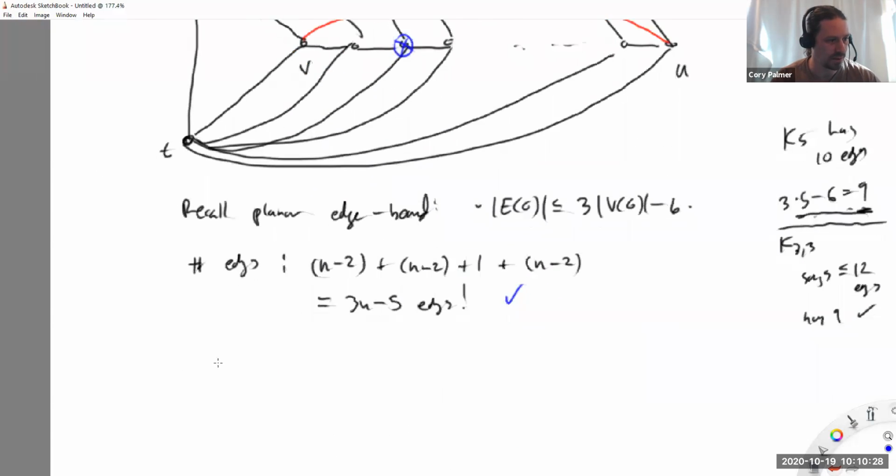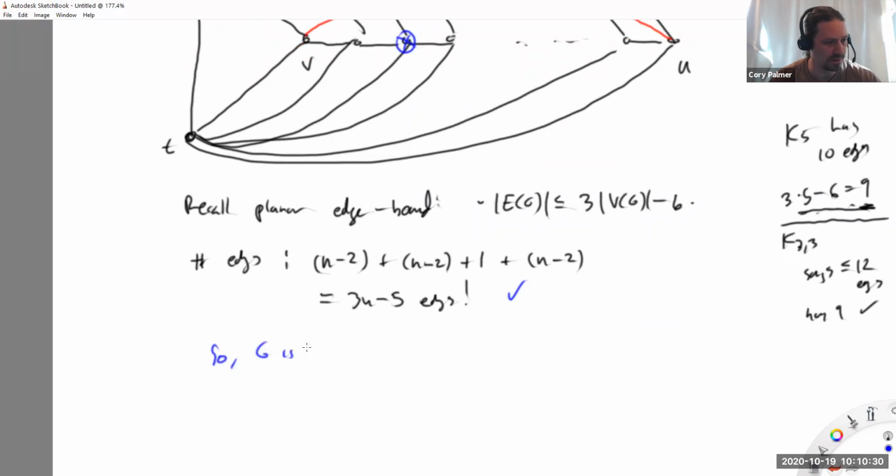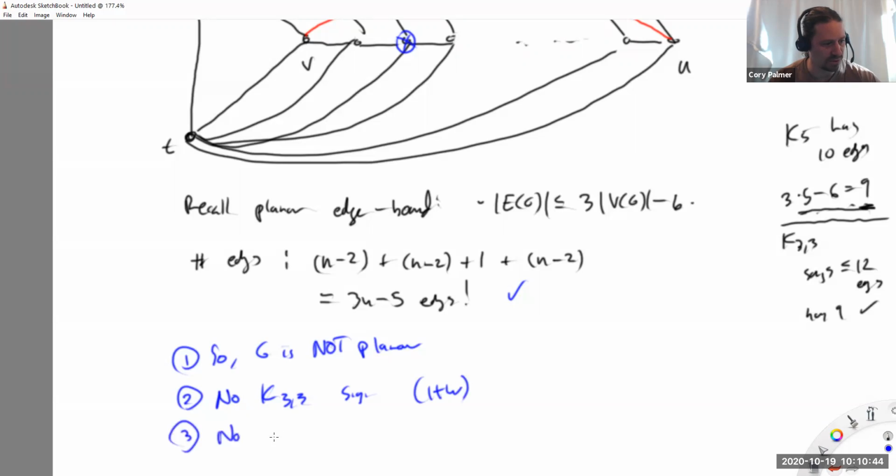So G is not planar. This is fact number one. Fact number two is no K33 subgraph. This is a homework, and it's not very hard. And then I'll prove to you real quick that there's no K5 subgraph either. Let's look at that real quick.